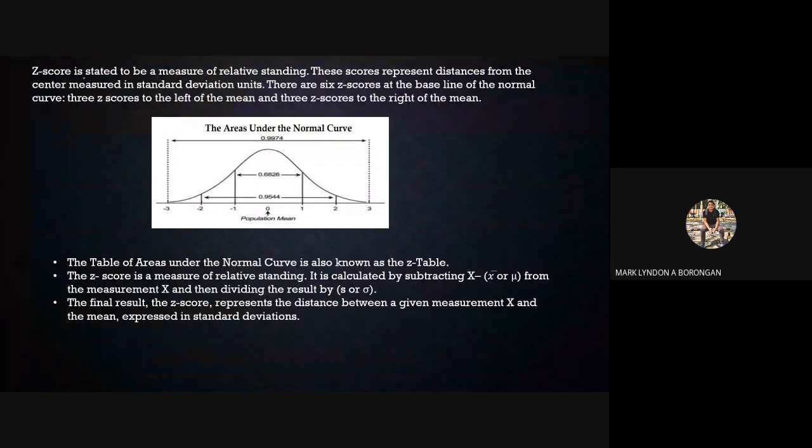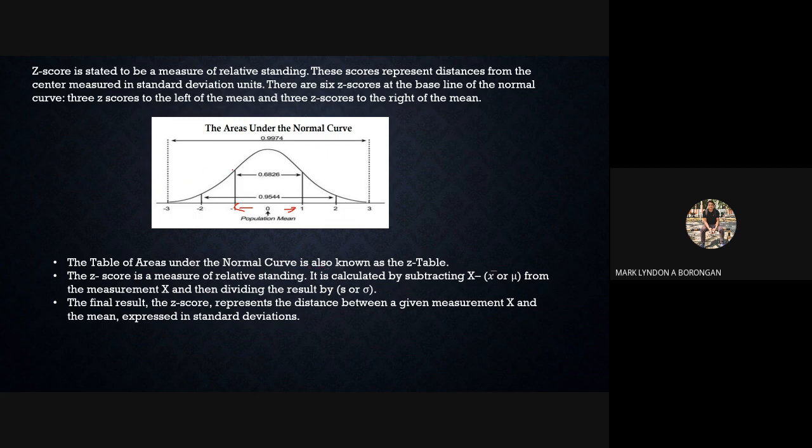So the z-score is a measure of relative standing. These scores represent distances from the center measured in standard deviation units. There are 6 z-scores at the baseline of the normal curve, 3 z-scores to the left of the mean, and 3 z-scores to the right of the mean. So for example, our mean is here in the middle, and there are 3 on the right and 3 on the left. Okay? And the table of areas under the normal curve is also known as the z-table.